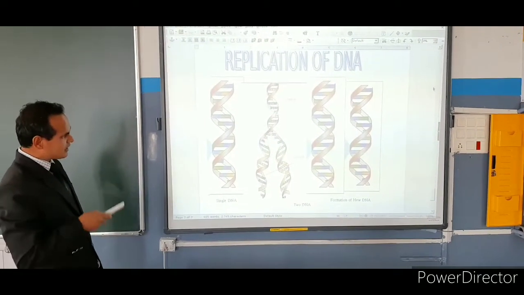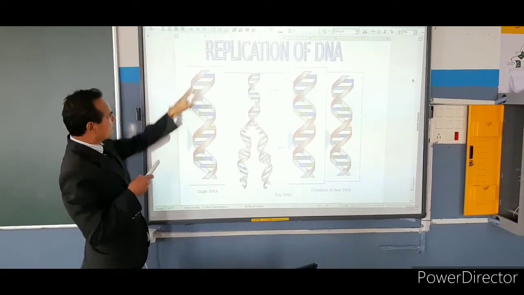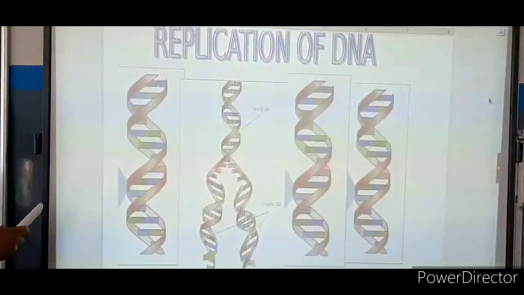So here is one single DNA molecule. Now you can see these two strands, and we learned that the two strands of the DNA molecule are made of what? The repeating nucleotides.